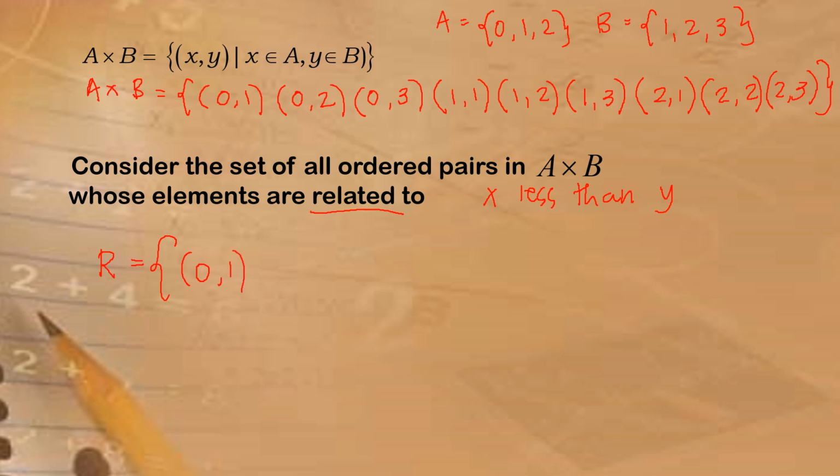0, comma 1, 0, comma 2. We also have 0, comma 3. We also have 1, comma 2, 1, comma 3, and then 2, comma 3. So these are the relations of set A and set B. Let's proceed to the next slide.